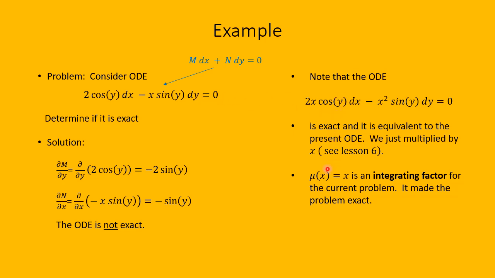So mu of x equals x is an integrating factor for the current problem. It takes an equation that is not exact, transforms it into an equation that is exact, and we know how to solve exact ordinary differential equations.